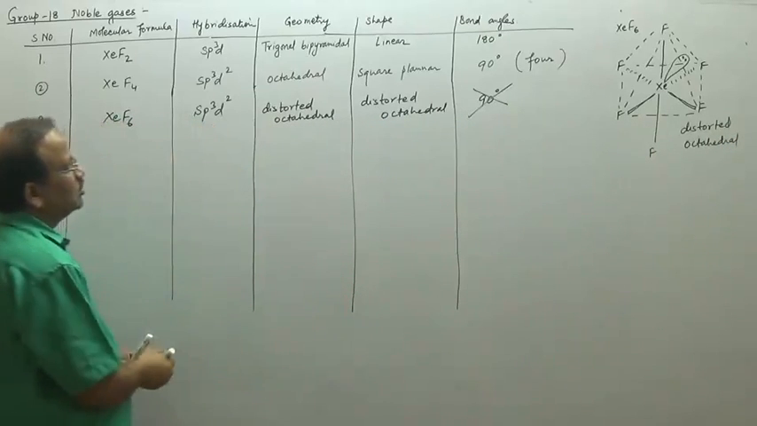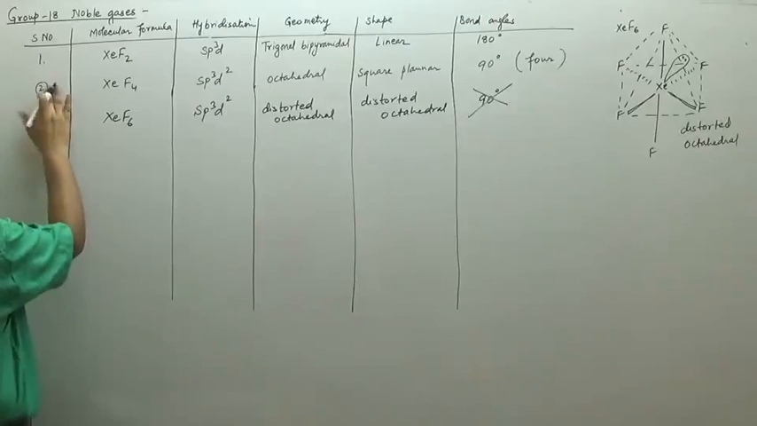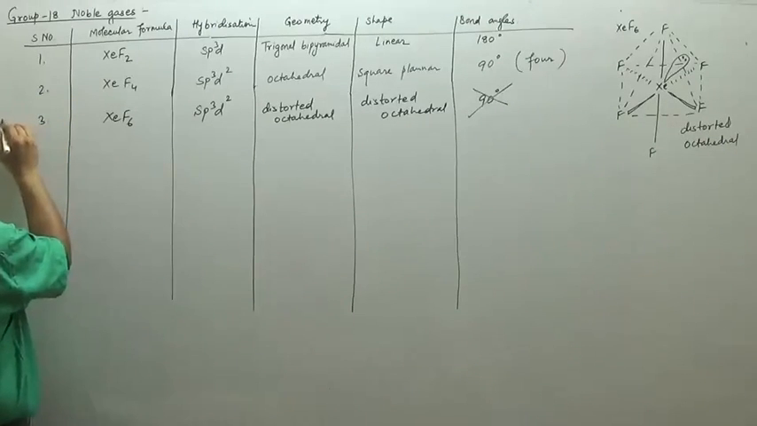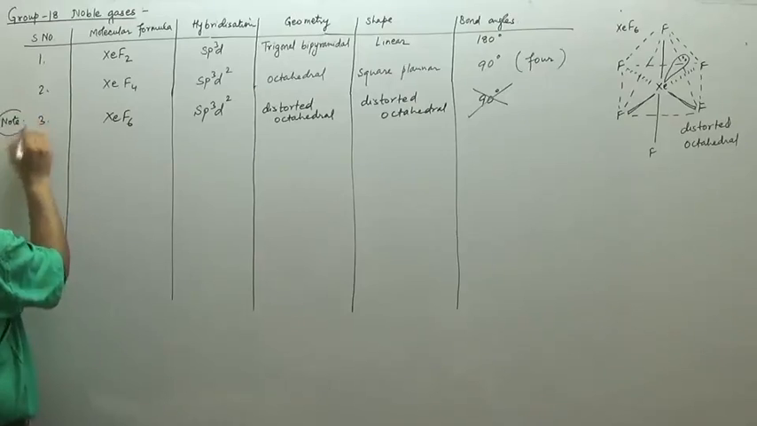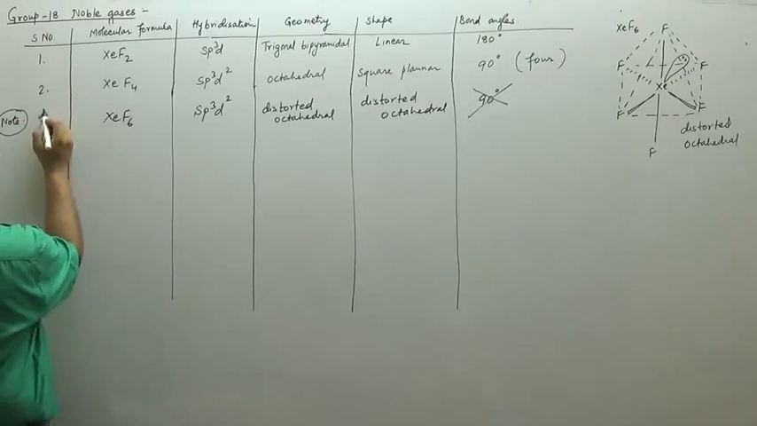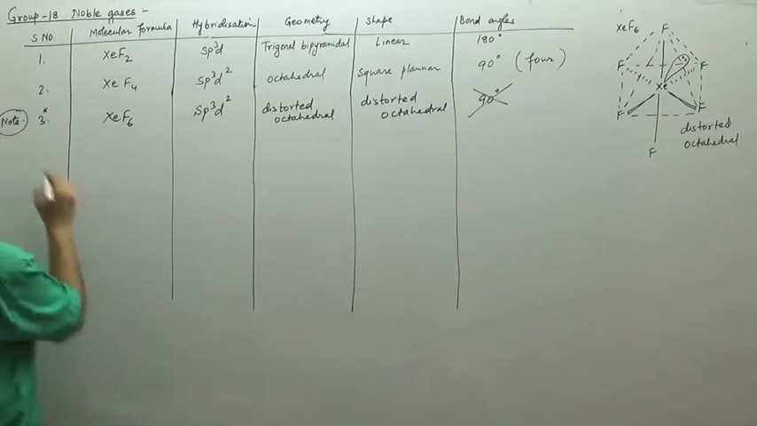So I'm going to write that it is distorted octahedral. It is important for us, so you just write that here. That will be important for us. Now, the third one: what will be the structure we have?